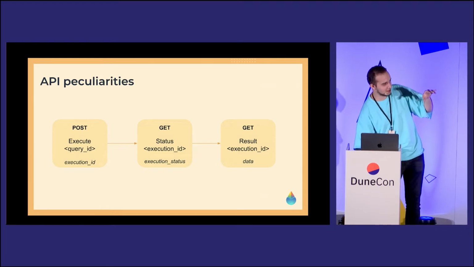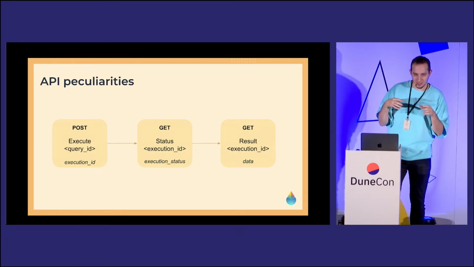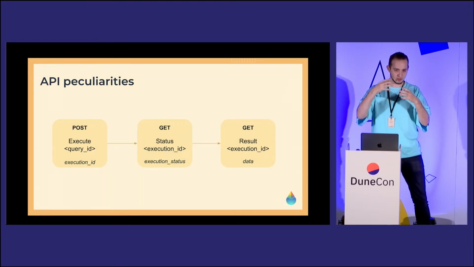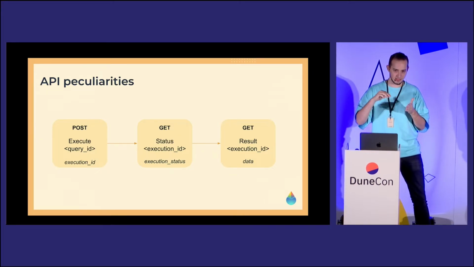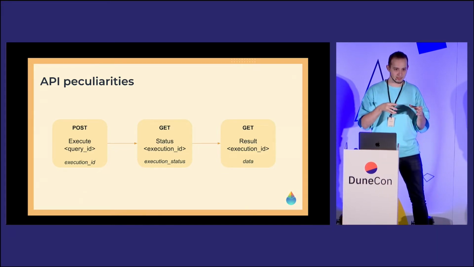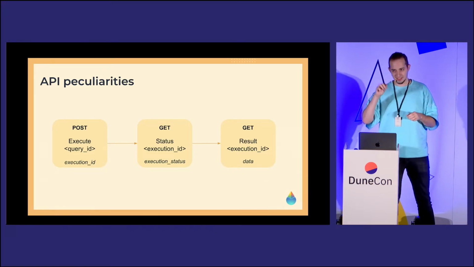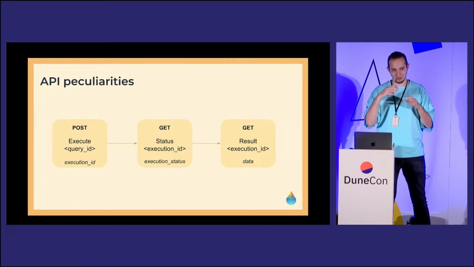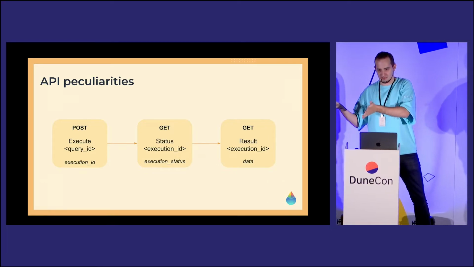So you don't just pass a query and get the result. Instead, the flow is the following. You post a query and get an execution ID. After that, you check the status of execution. And once the status is executed successfully, you could download the needed data and use it. The interesting part here is that knowing the execution ID, you could download data anytime you want. So that's how we created a solution.